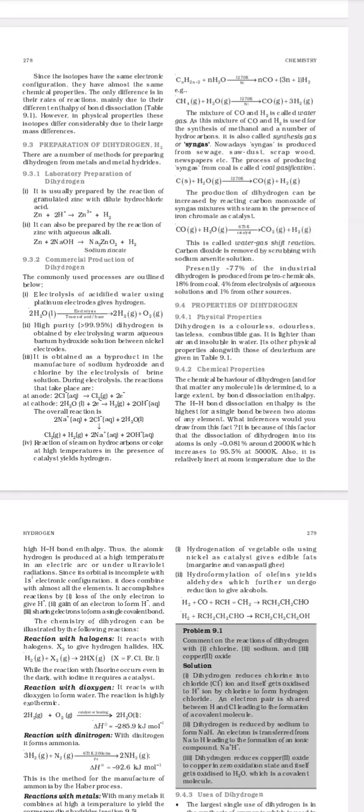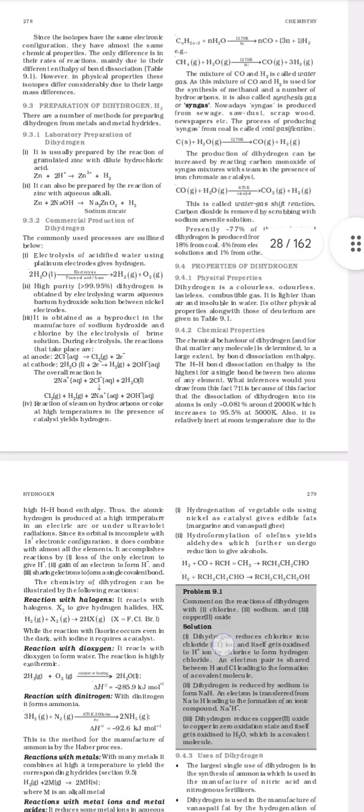So, reaction of hydrocarbons with water at different temperatures gives carbon monoxide. The mixture of carbon monoxide and H2 is called water gas. A mixture of carbon monoxide and hydrogen is used for the synthesis of methanol and a number of hydrocarbons. It is also called synthesis gas or syngas. Nowadays, syngas is produced from sewage, sawdust, scrap wood, newspapers, etc. The process of producing syngas from coal is called coal gasification.